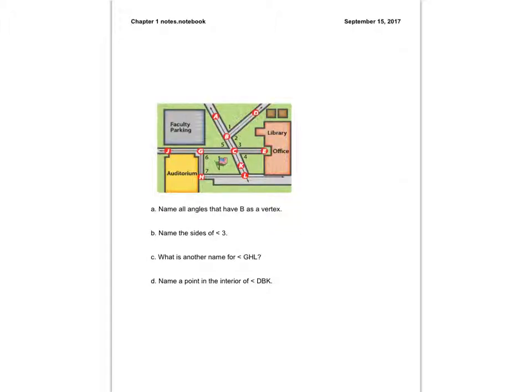Okay, so now I want you guys to do this in your notes. Name all the angles that have B as a vertex. Name the sides of angle 3. What is another name for that angle? And name a point in the interior of angle DBK. So pause the video and give that a try. And I'll do one of these with you, and I'll let you try one on your own.